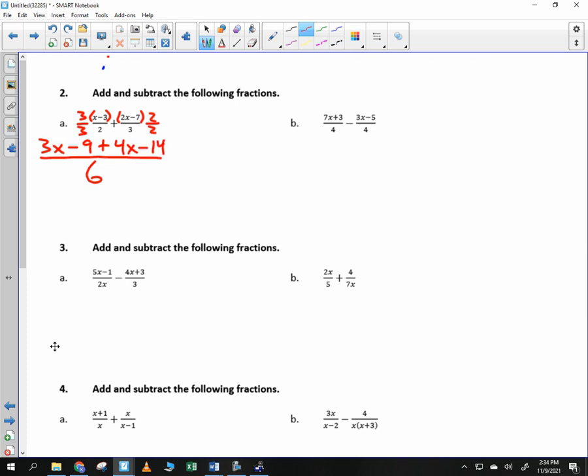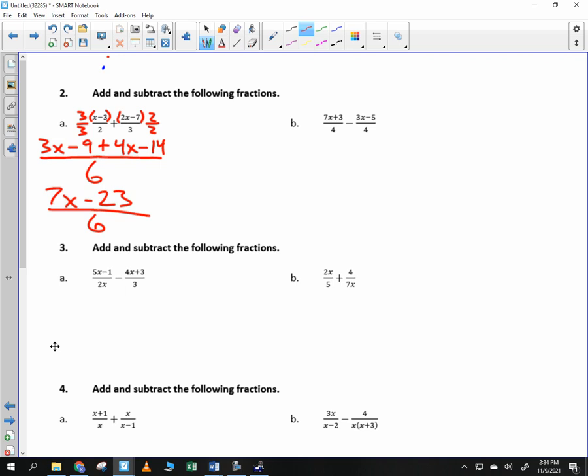So if we are able to combine like terms, we should. It looks like I'm going to have 7x and minus 23 all over 6. We okay with that?